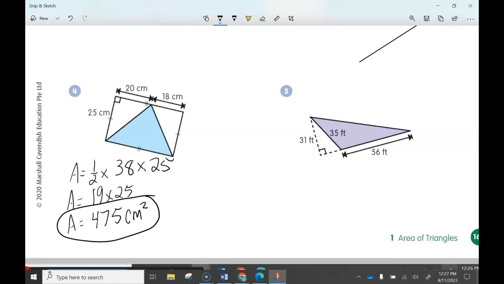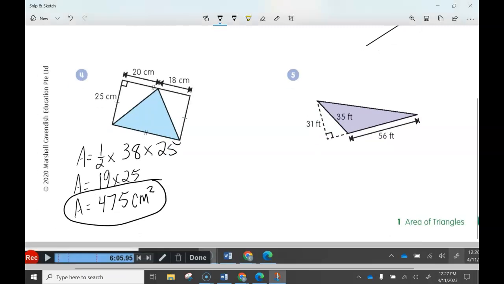Now let's take a look at number 5. So we can see the base is easily figured out for us already, but understand that the height has to be perpendicular to its base. And remember, perpendicular means at a 90-degree angle. So if we were to take the height here, that's an obtuse angle. That's greater than 90 degrees. So we have to make sure it's a 90-degree angle. So we have to extend it out a little bit more and go to the height there. And that gives us 31 feet.